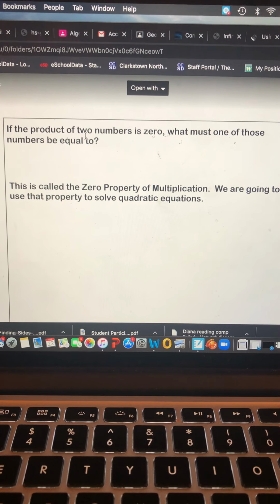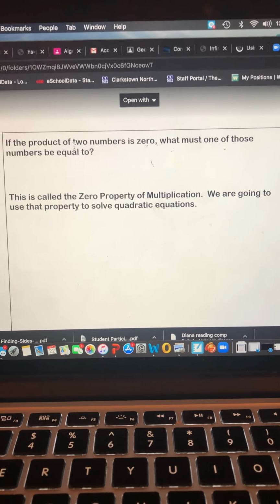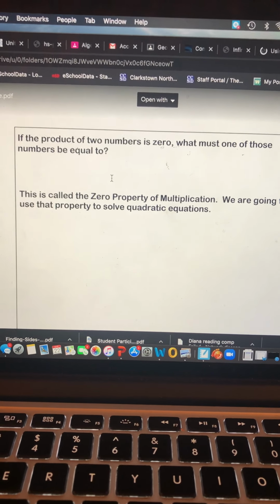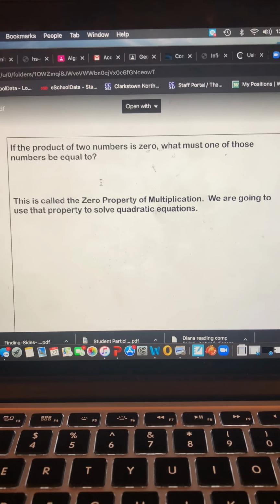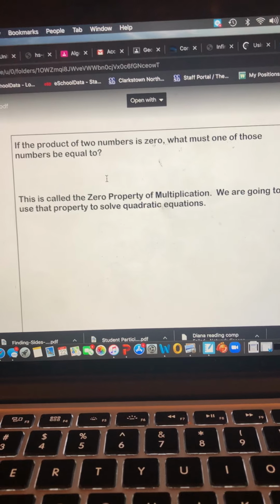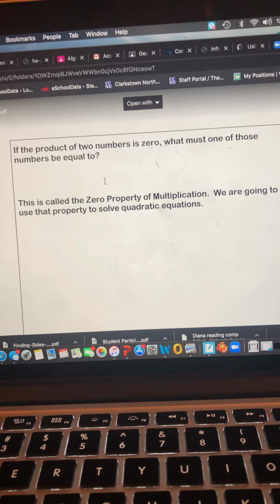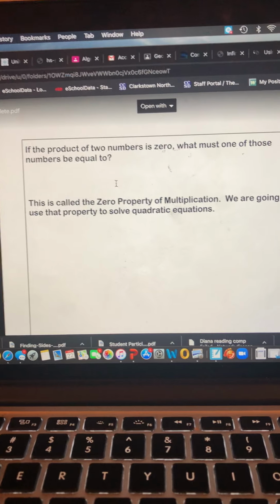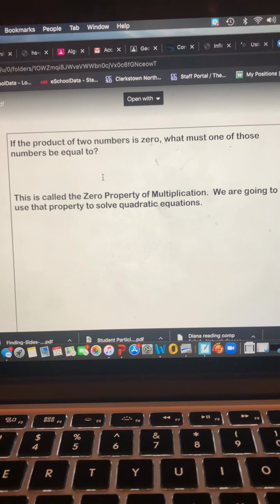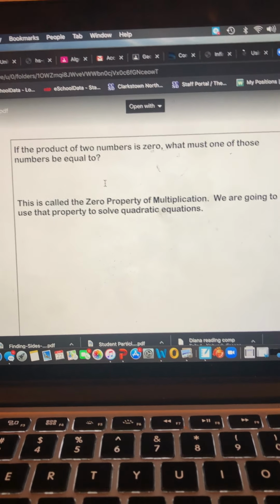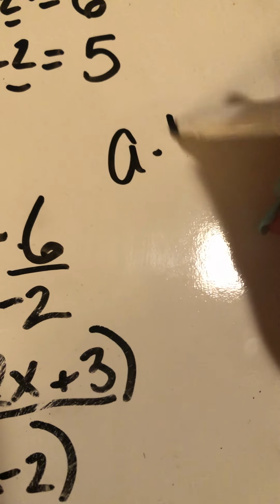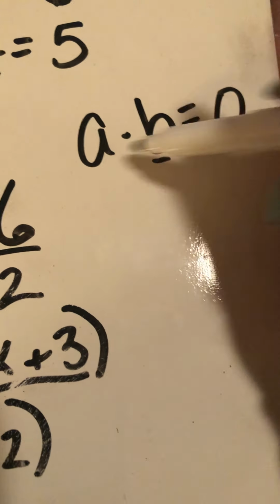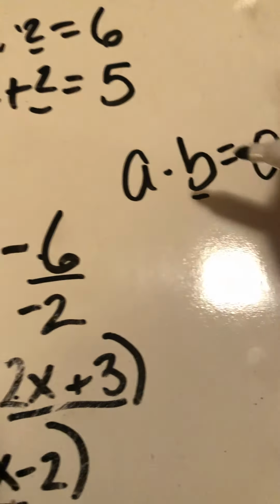The idea of a zero property of multiplication is, right, multiplication is a product. So the zero property basically is when you multiply two things together, you're getting a product. But if you want something that equals 0, or a product of 0, one of those numbers has to be 0, right? If I'm going to multiply two things to get me 0, one of these has to be 0. So that's what we're kind of dealing with here.